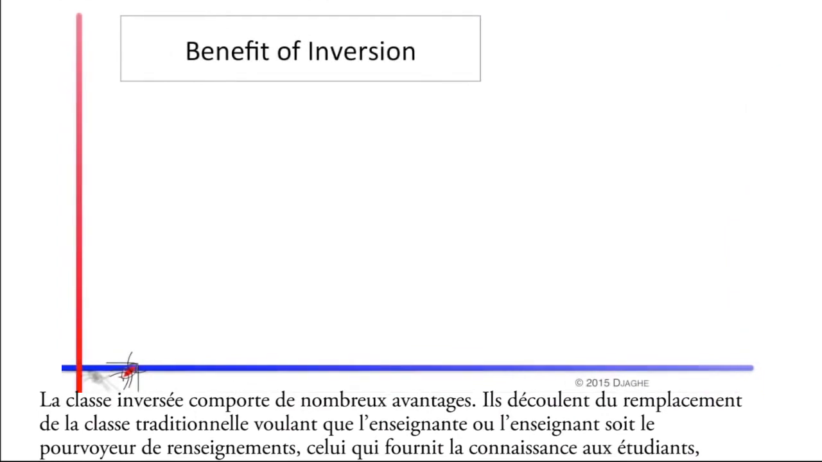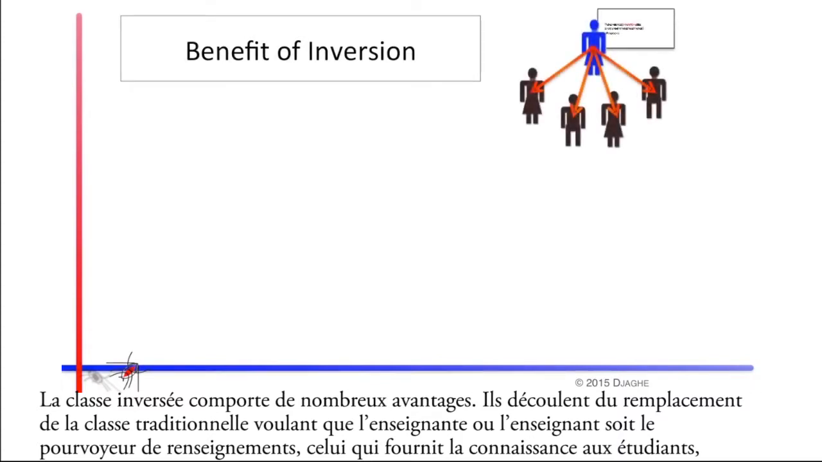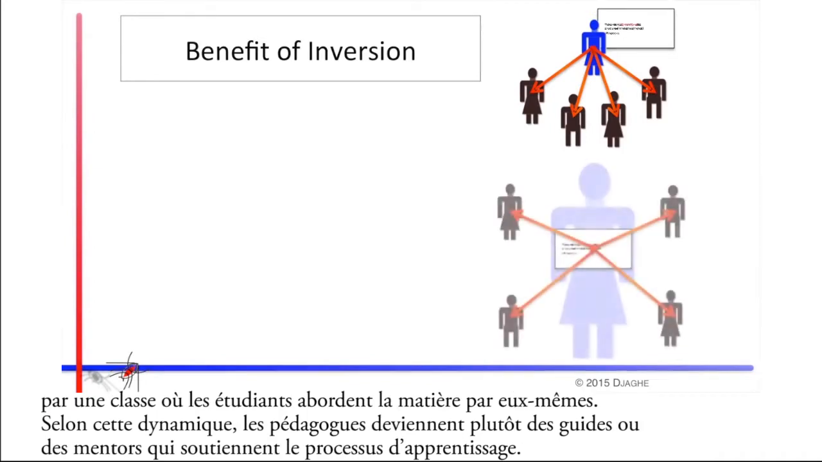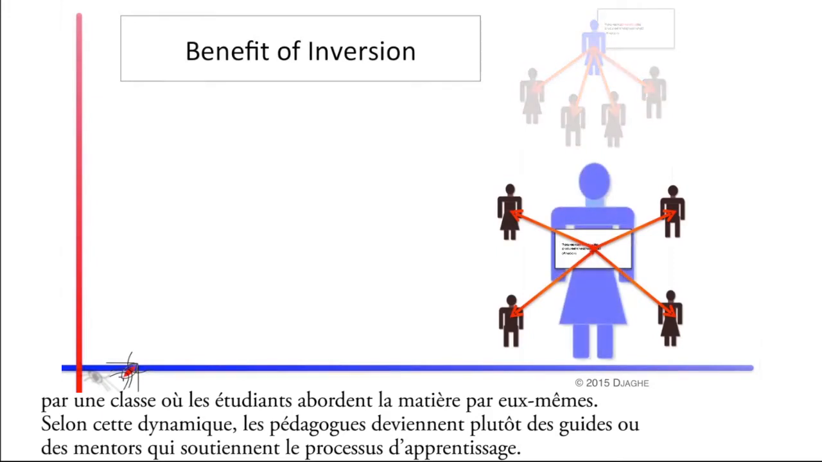The benefits of inverting the classroom are tremendous. These benefits come from taking the conventional form of classroom in which the instructor is the purveyor of information, the one who provides the information to the students, to one in which the students approach the material themselves, and the instructor thereby becomes a guide or director or mentor.